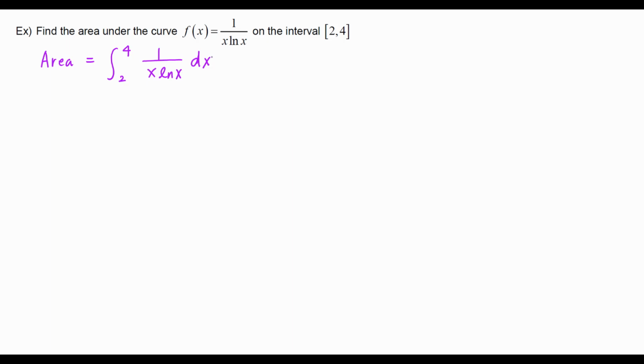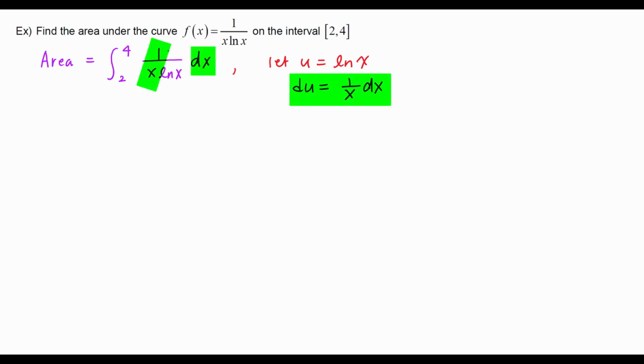The derivative of ln x is 1 over x, and I do have a 1 over x. My integrand is the product of 1 over x times 1 over ln x. So I'm going to let u be equal to ln x, so that my du would be 1 over x dx, and I do have it. I have a 1 over x dx right there.